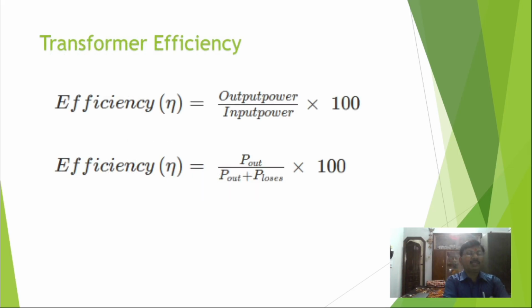Transformer efficiency is given by output power upon input power into 100. Another formula is efficiency is equal to P output upon P output plus P losses into 100.